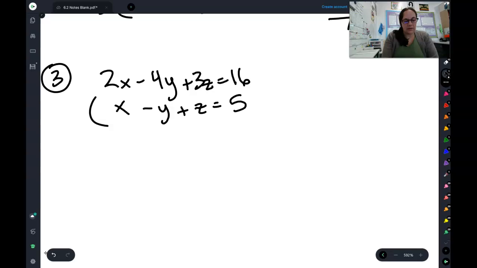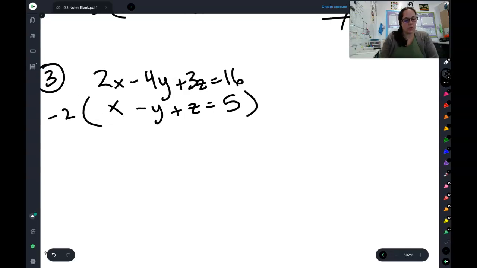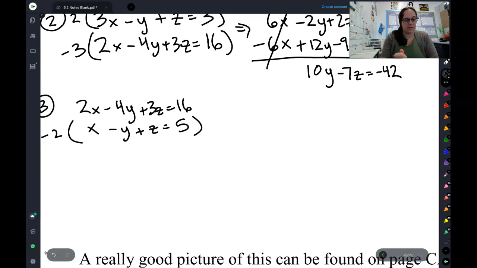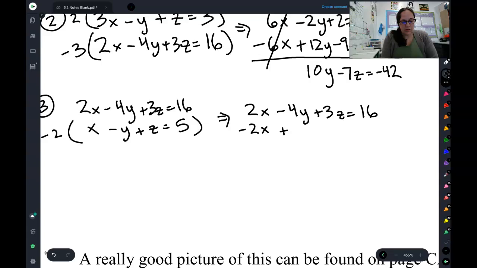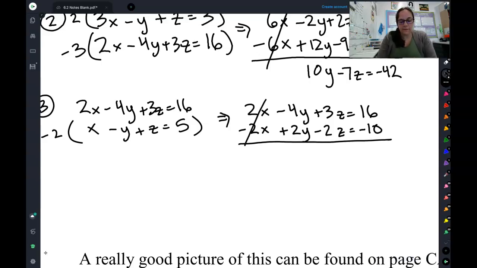So let's times this one by a negative 2, so then I can stack the x's and make them disappear. So the first equation I didn't change at all. The second equation I times by a negative 2. And now my x's stack. Beautiful. Negative 4y plus 2y is a negative 2y. 3z minus 2z is a positive z equals 6. So far so good, I think.